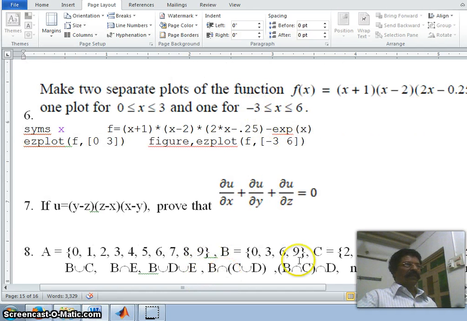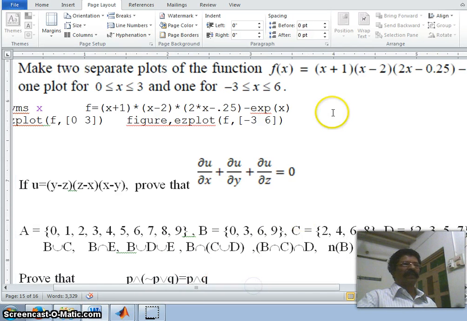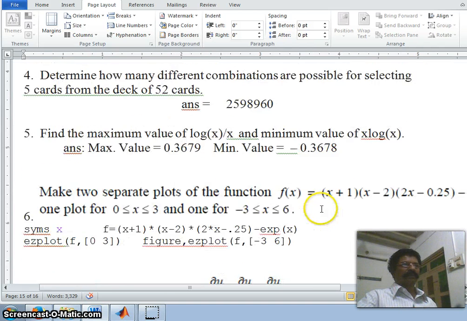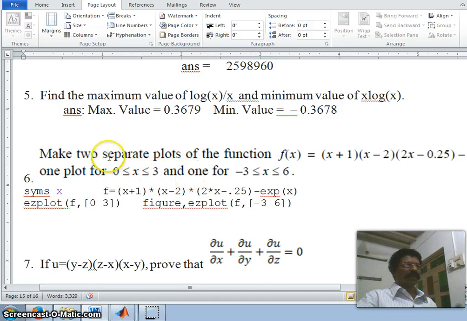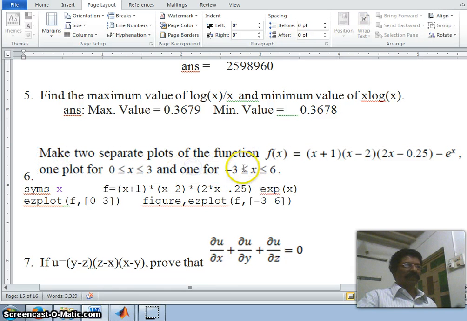Alright, so the next question is question number 6. Make two separate plots of the function f of x is equal to, I will make it a little smaller. Make two separate plots of the function. So let us make it even smaller. So this function is x plus 1, and some function is given, one with the plot 0 to 3, the other with the plot minus 3 to 6. This is the given function. We have to plot this.